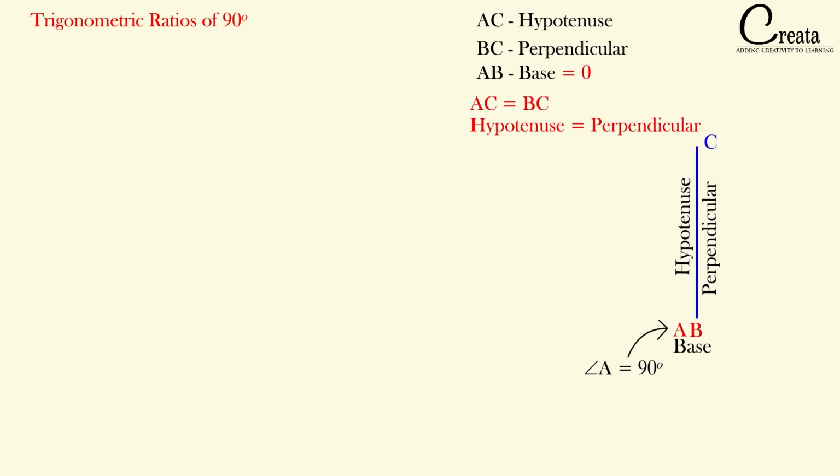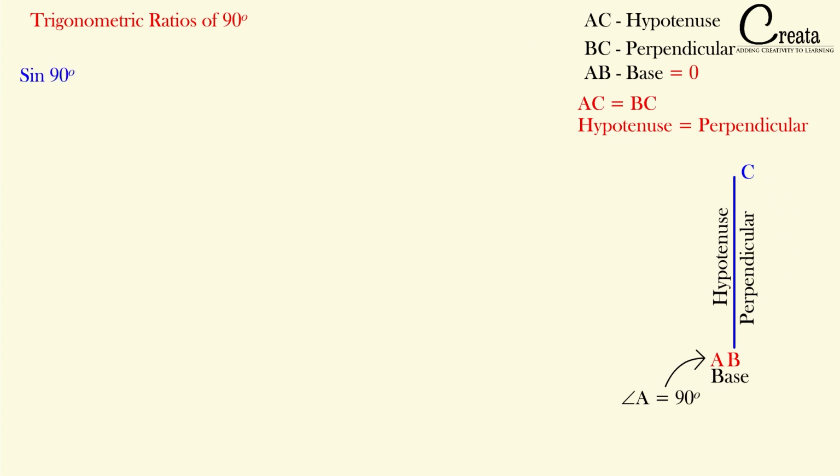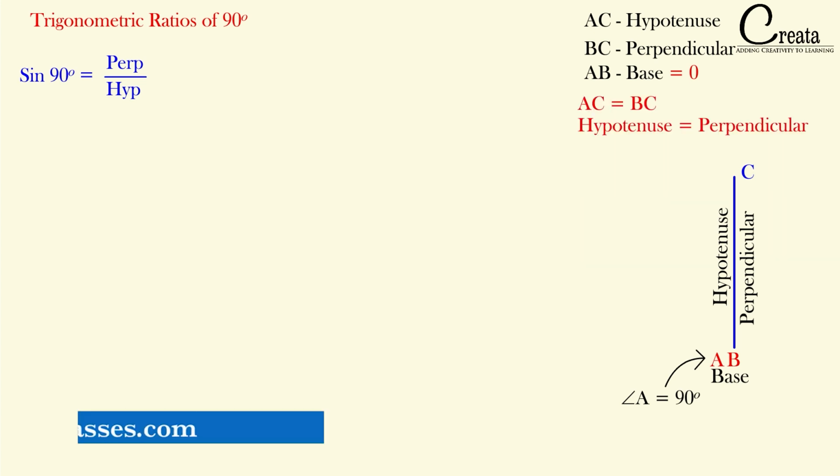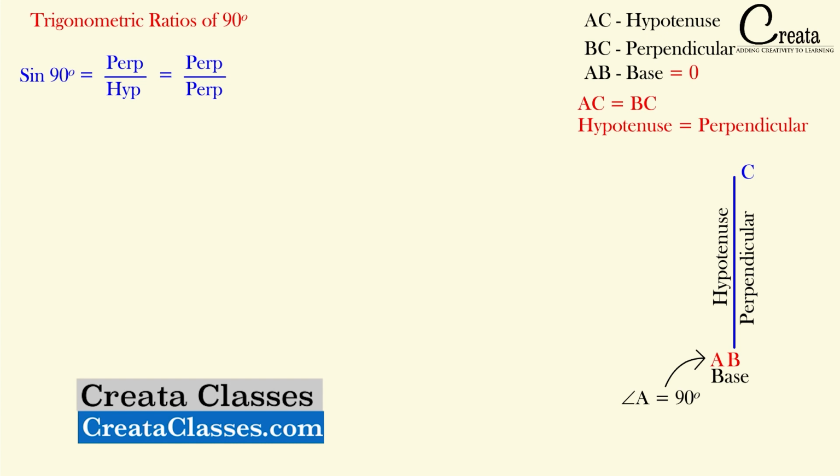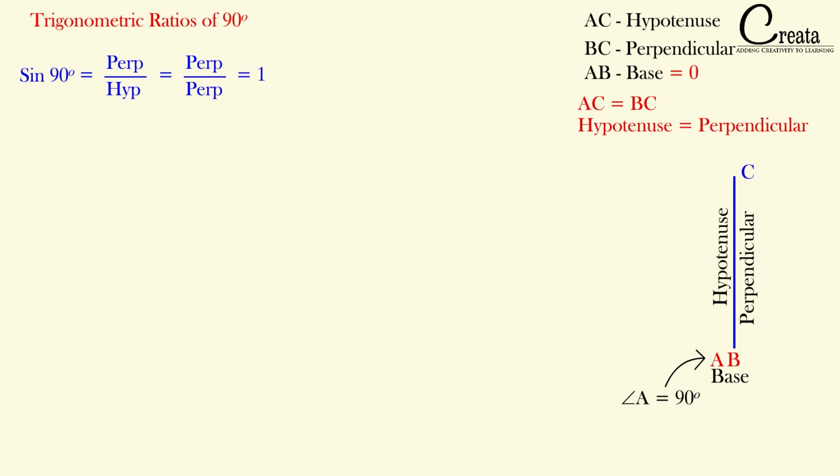Let's find the trigonometric ratios for the 90 degree angle. Firstly, sin 90 degrees, which is perpendicular upon hypotenuse. Here perpendicular and hypotenuse are equal to each other. So we got sin 90 degrees is equal to 1. Let's find cos 90 degrees, which is base upon hypotenuse. Here the base for this triangle has turned out to be 0 units. So we got cos 90 degrees as 0 upon hypotenuse, which is 0.